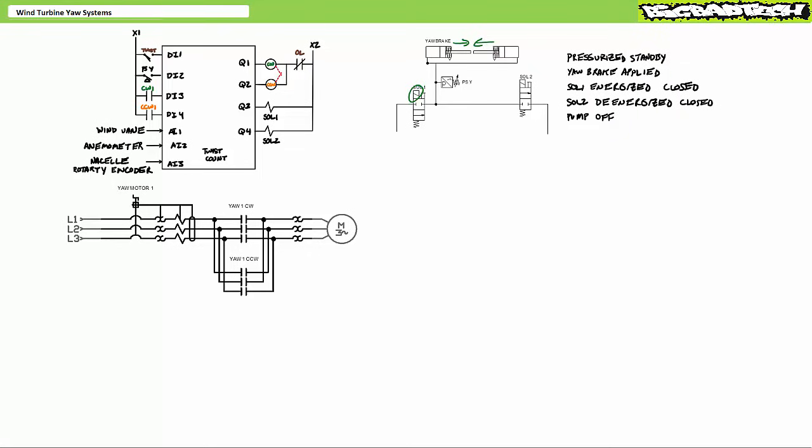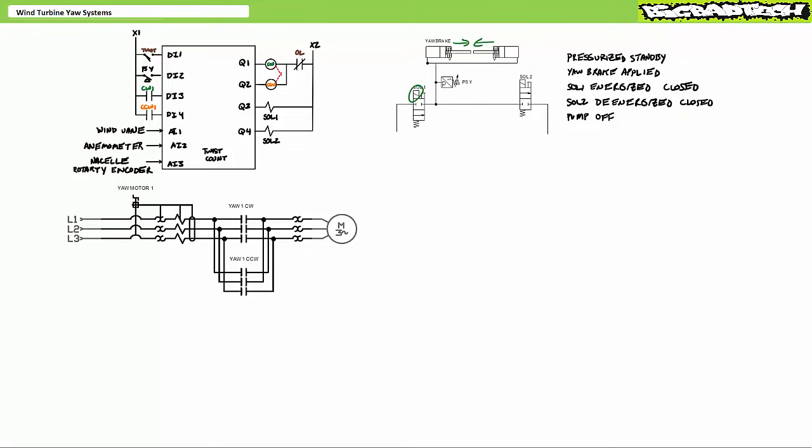Let's see if we've got enough space to see what the PLC inputs and outputs, the primary electrical, and the primary hydraulic systems do during a yaw. Got a feeling this is going to get pretty busy. For demonstration purposes, let's say the turbine has decided it needs to yaw clockwise.